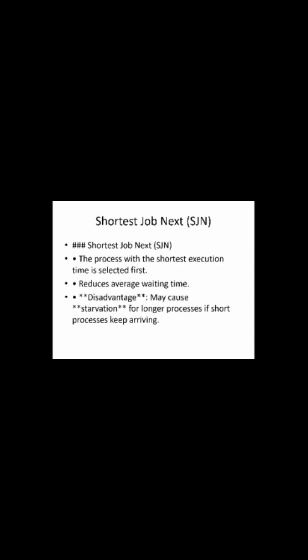So here is the differentiation. The process with the shortest execution time is selected first. So it reduces average waiting time. Disadvantages: it may cause starvation for longer processes if shortest processes keep arriving. For example, there are four processes, namely P1, P2, P3, P4, which have the burst times 10, 5, 4 and 3 respectively.